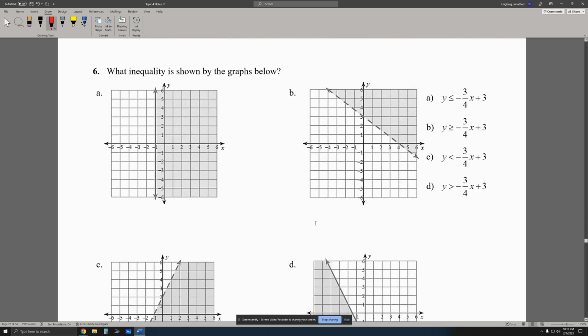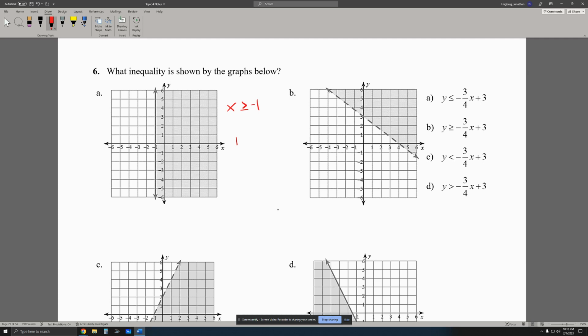All right, number 6, which inequality is shown by the graphs below? We have got the vertical line, so I know it's going to be x in some relation to a number. I notice that that number is negative 1. So we're looking at x greater than or equal to negative 1. I know it's greater than because it's everything to the right of negative 1. I know it's or equal to because the line is solid.